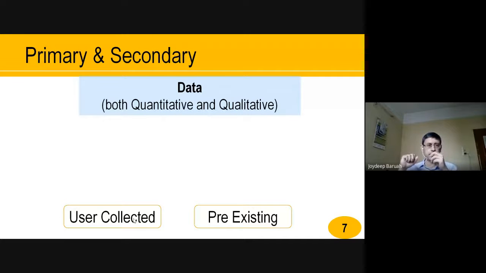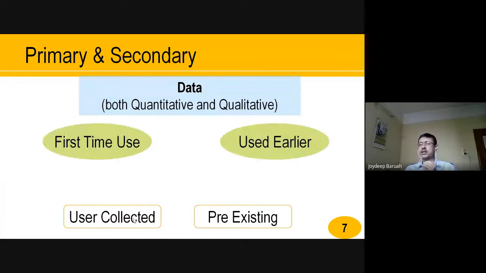Either it is already pre-existing, it is already there, and you are just using it, or you can collect it yourself. That's the user-collected data. So there are two ways of looking at things: first of all, it can be used for the first time, or it is already used and we are just quoting it.